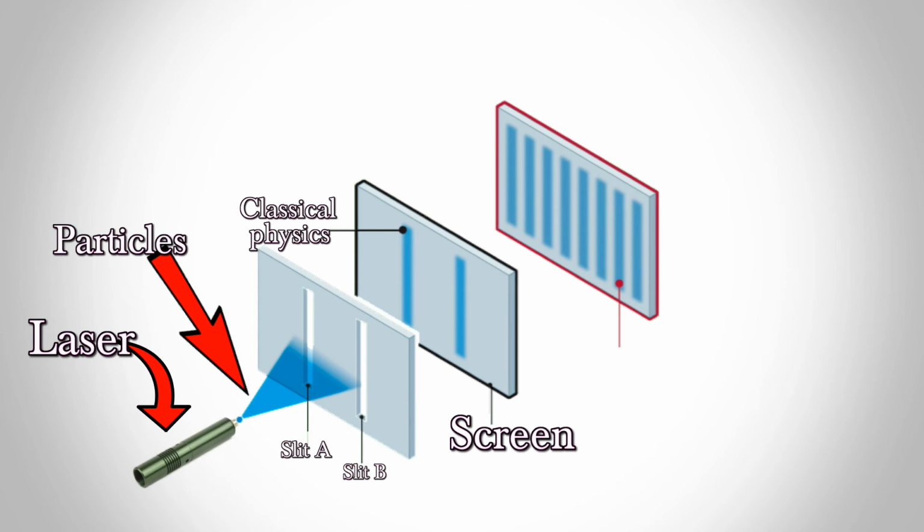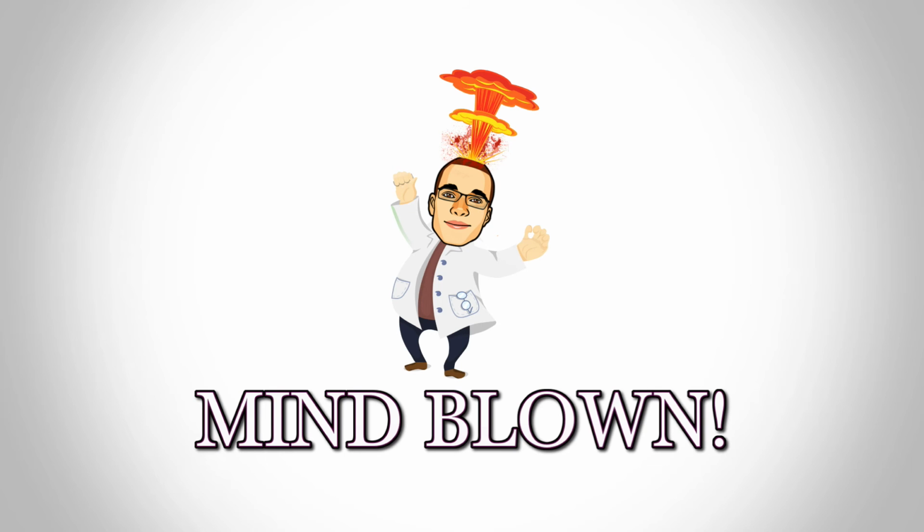This is even the case if one particle at a time was fired at the slits. The particle acts as a wave and therefore interferes with itself, excuse the phrasing, thus producing the same interference pattern. This is where it gets weird, and why this experiment is so amazing.